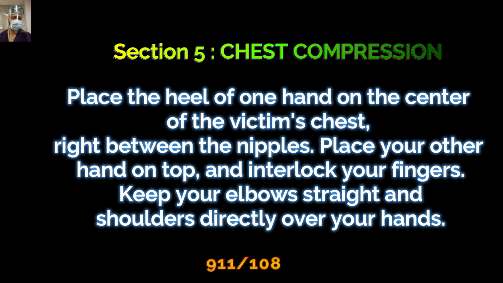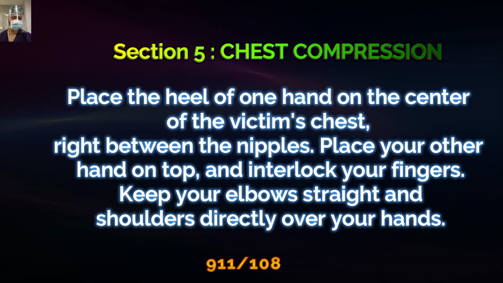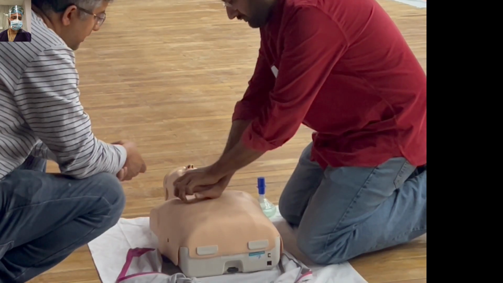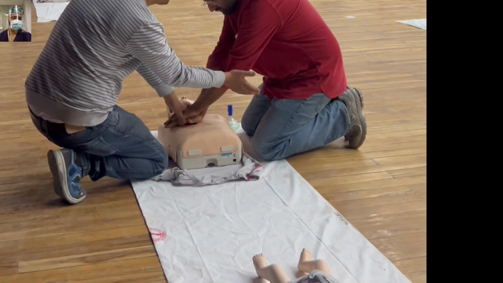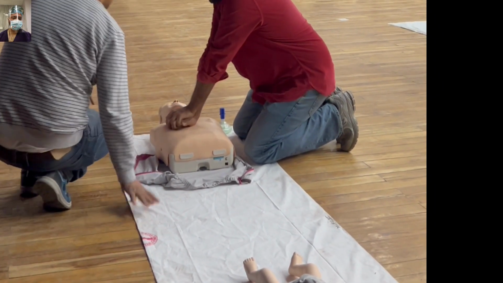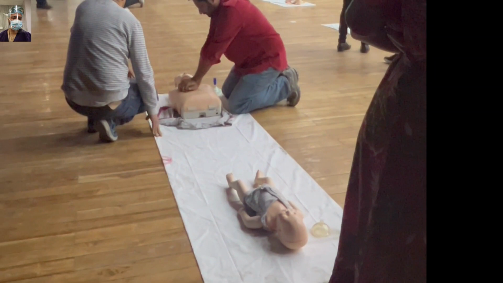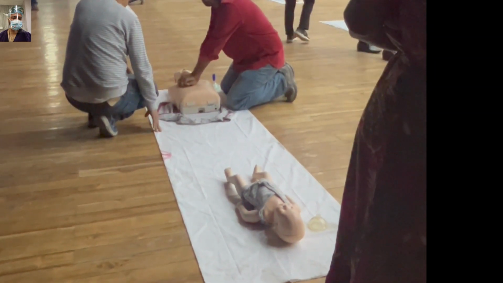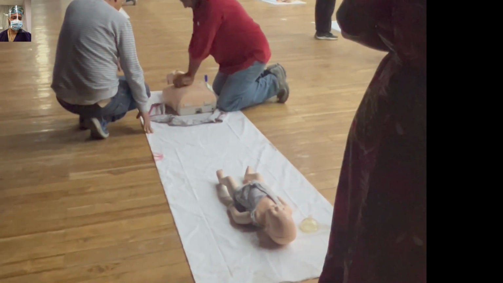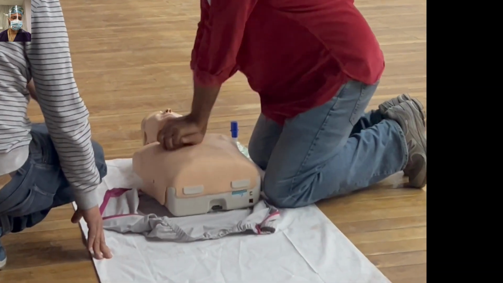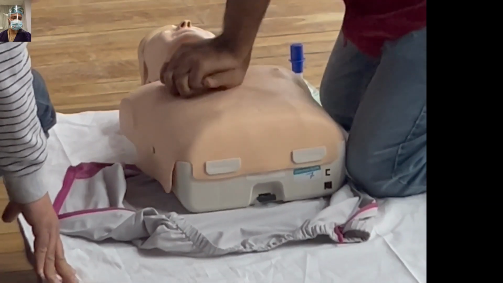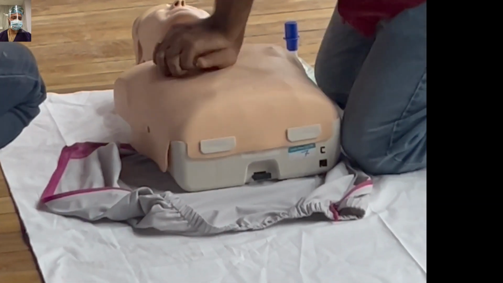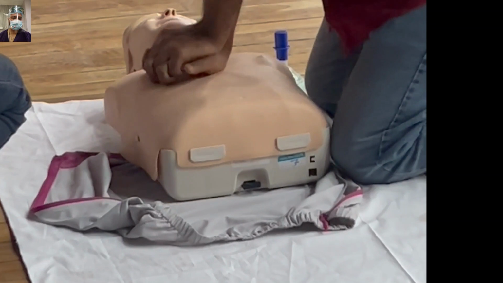The 5th step will be chest compression. For that, kneel properly. Place the heel of one hand on the center of the victim's chest, approximately 2 finger breadths below the bony prominence. When you come from the abdomen to the chest, the first bony prominence felt. So 2 finger breadths above that, in the center between the 2 nipples, and interlock your fingers, keep your elbows straight, lock your shoulders and elbows, and you should be directly over the patient, with your shoulders at the level of the chest of the patient.